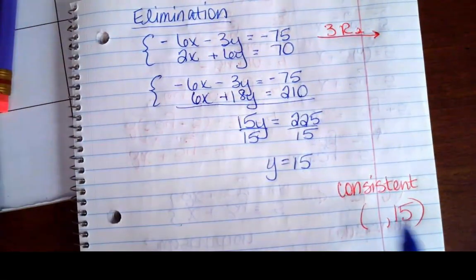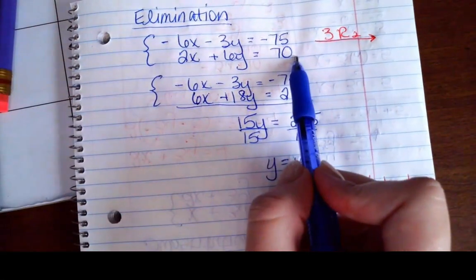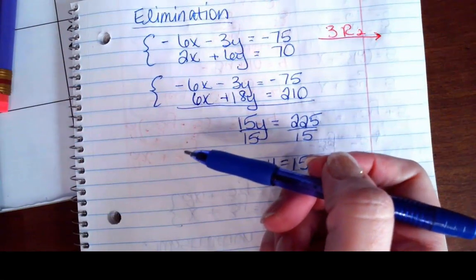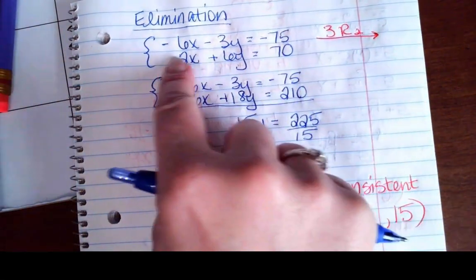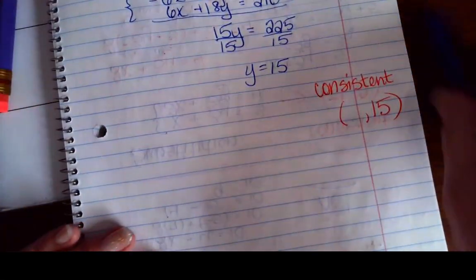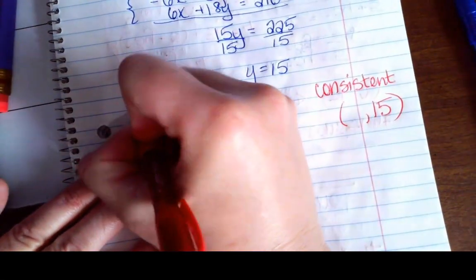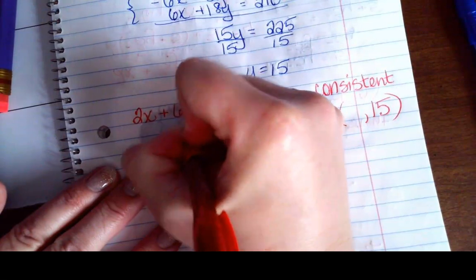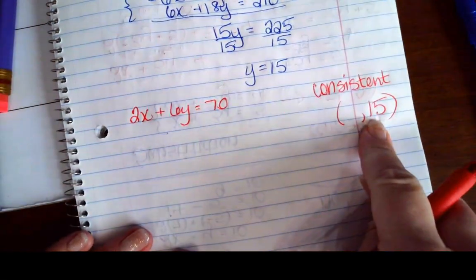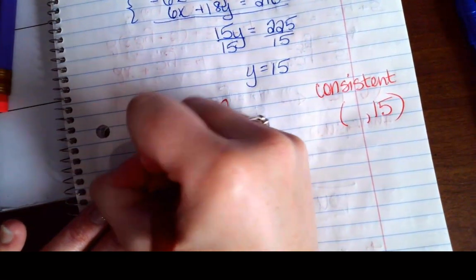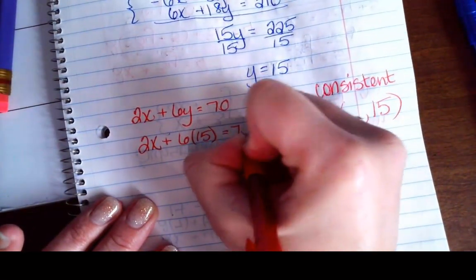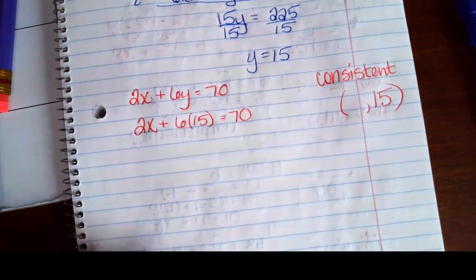Well, remember, this point is where these two lines meet. So the x coordinate will be the same for both of them. So I'm going to grab either equation. I think the bottom one looks a little bit easier, so I'm just going to grab the bottom one. Okay, so 2x plus 6y is 70. Well, I know what y is. It's 15. So 2x plus 6 times 15 is 70.